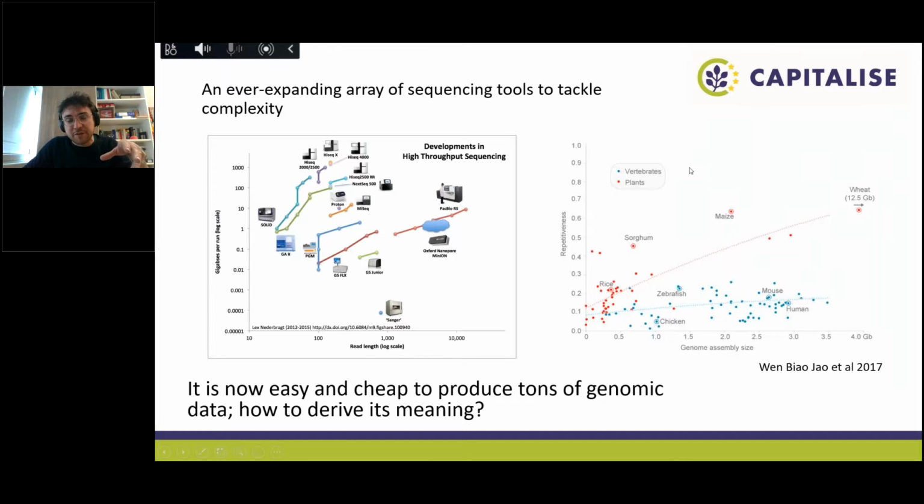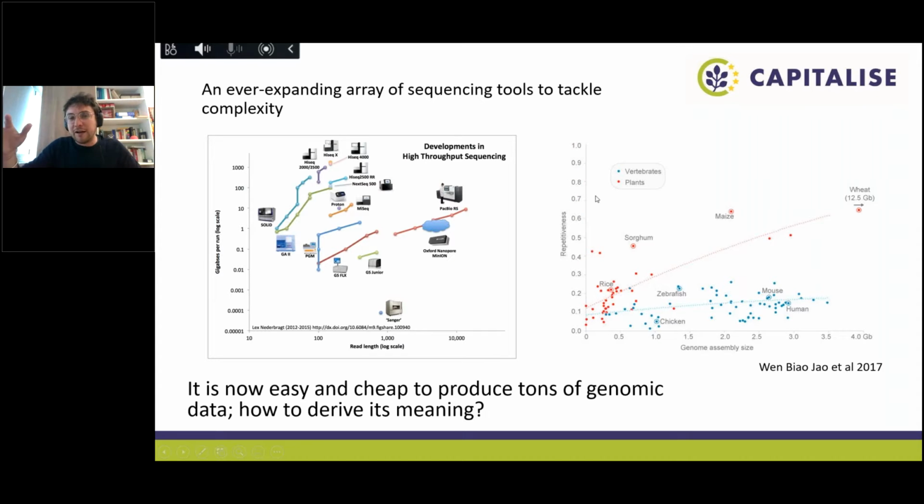And of course, these genomic technologies are a staple to address and tackle the complexity of the genomes of crops, since we're speaking about crops, but of course of any realm of living beings. And us being engaged in crop genetics and crop improvement, we need to deal with a sheer amount of complexity. And what you see here is a plot from a paper from 2017, which shows basically the genome assembly size of different organisms as a function of repetitiveness.